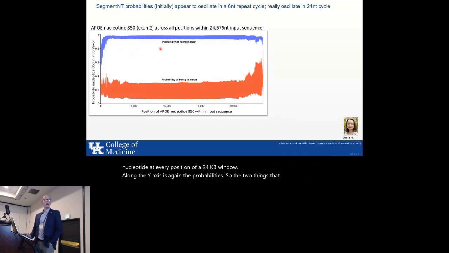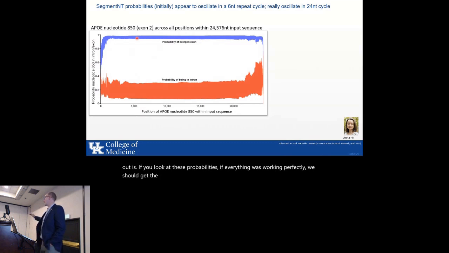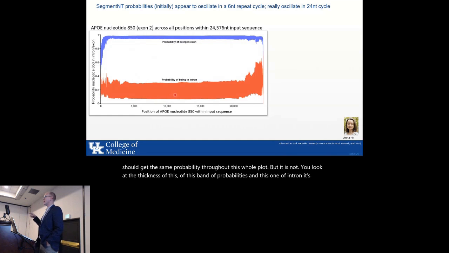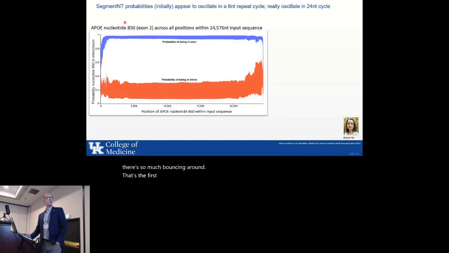So the two things that we want to point out is if you look at these probabilities, if everything was working perfectly, we should get the same probability throughout this whole plot, but it is not. You look at the thickness of this band of probabilities and this one of intron, it's bouncing all over the place. It looks like one blob of data because there's just so much bouncing around. That's the first thing. So it's bouncing.